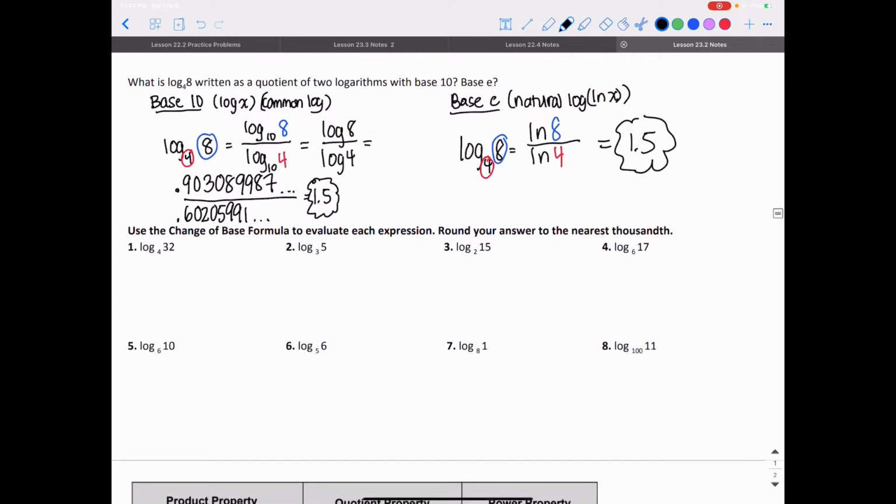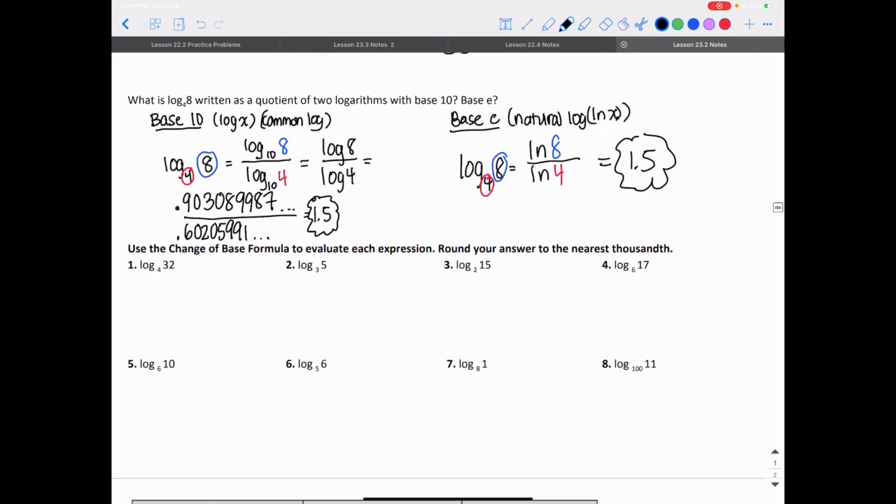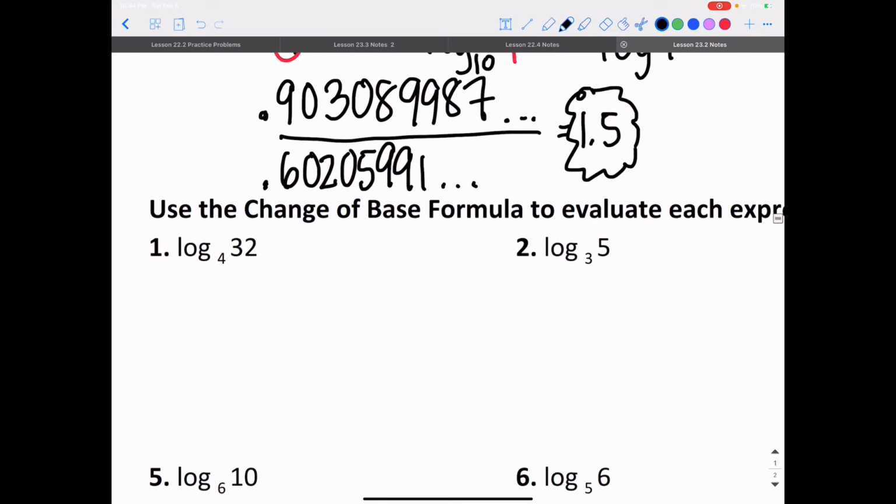All right, so I wanna use the change of base formula to evaluate each one of these expressions. I have log base 4 of 32. These two things, 4 and 32, share a base in common. So I'm going to convert this to the base they share in common, which is 2. So I'm going to change this to log base 2 over log base 2. I'm going to put 32 into the top one. That's my answer. And then I'm going to put 4 into the bottom logarithm.